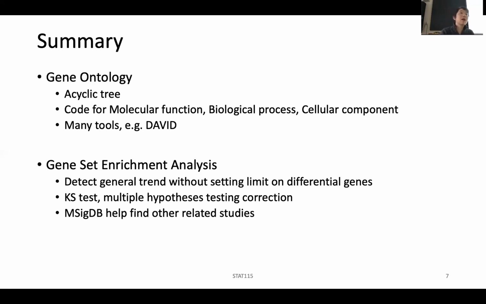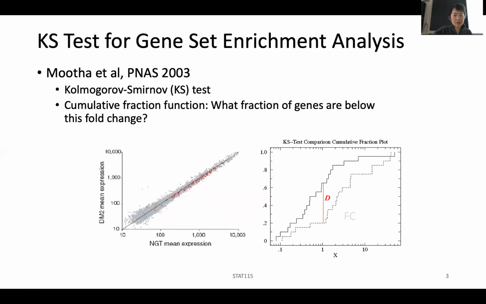Yes, question? Can you explain the KS test again, especially the plot here? Yeah, so basically you have 2 curves. One curve is to ask what percentage of genes have differential expression below a certain fold change, genome-wide of all the genes.